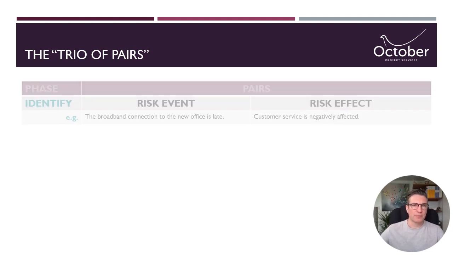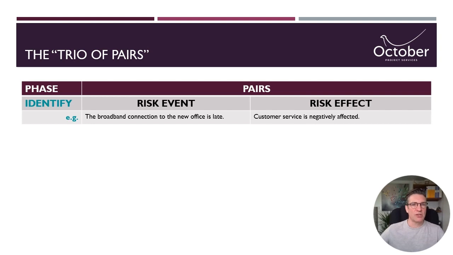Let me explain. During risk identification, it really helps to split the definition of the risk into separate events and effects. For example, the broadband connection to the new building will be commissioned late. This is the event. This is the thing that might happen. The lack of that full broadband service could result in poor customer service. This could be the effect, or at least one of the effects, of the broadband being late.